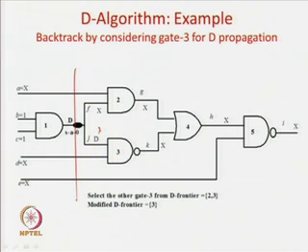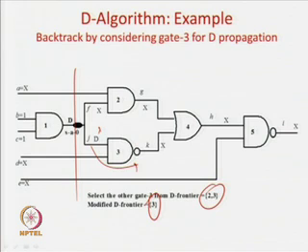Now at this point we have a choice in the D frontier. As discussed, wherever there is a choice, you have to take the alternative choice. If there had been no other choice, we should have declared that this fault is untestable. But now we have a choice between gate number 2 and 3, so we have to take the other choice, gate number 3. Among these 2 and 3 in the D frontier, we are taking the D frontier to be 3.